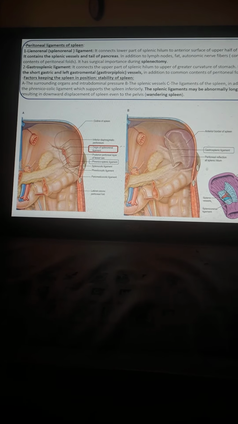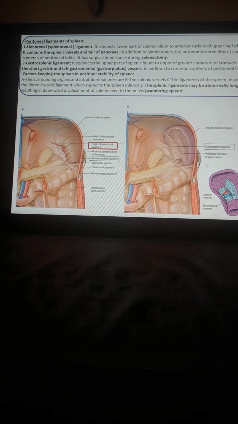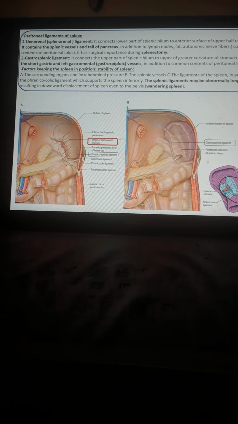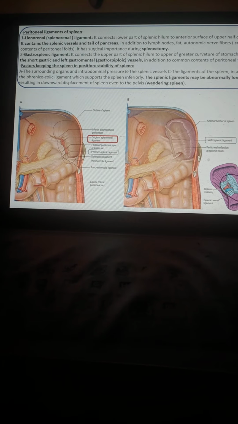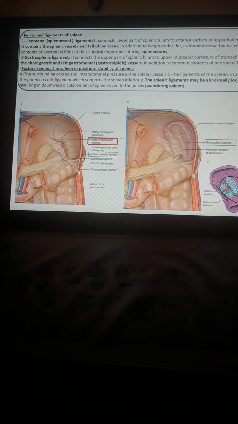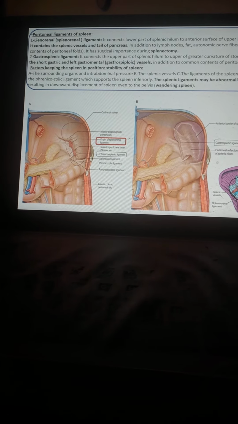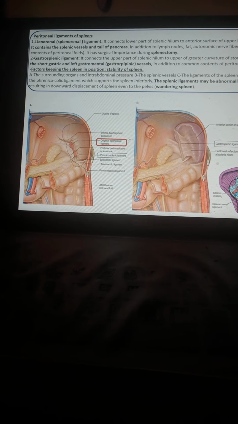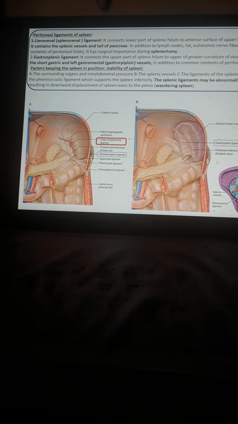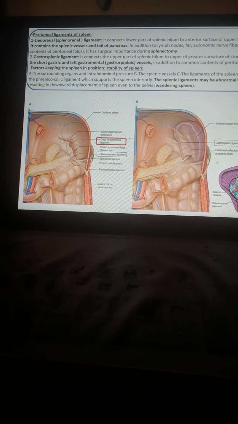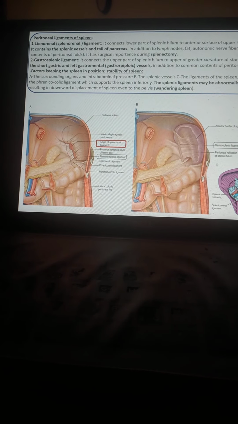Here, the peritoneal attachment I talked about. I just mentioned the 2 ligaments of the spleen which are related to the hilum. One is called the gastrosplenic ligament, and the other is called lienorenal, which connects the spleen to the left kidney.